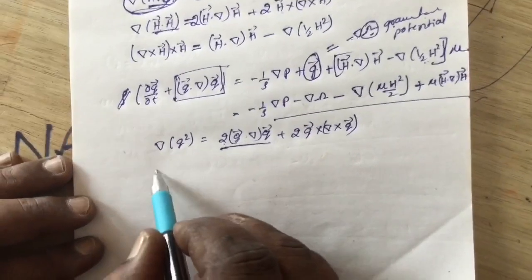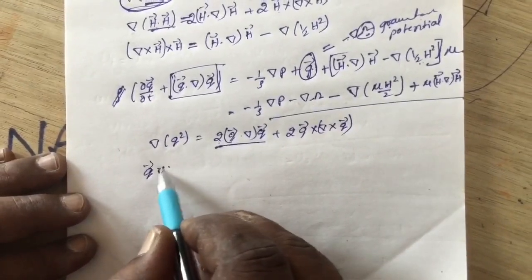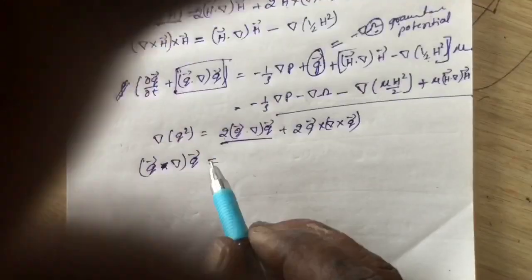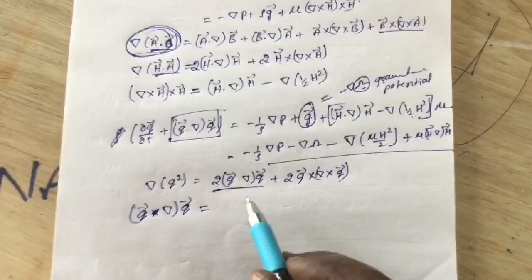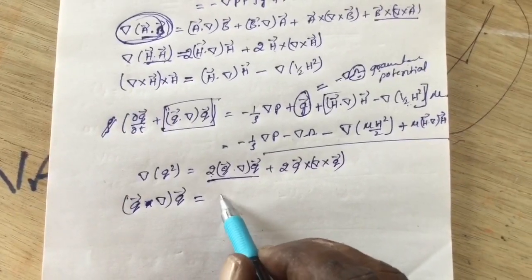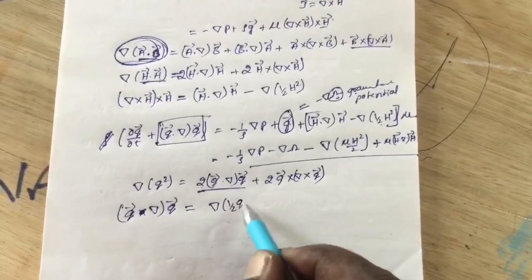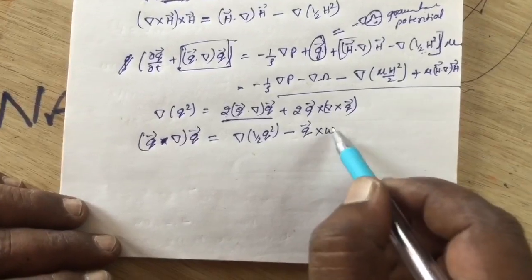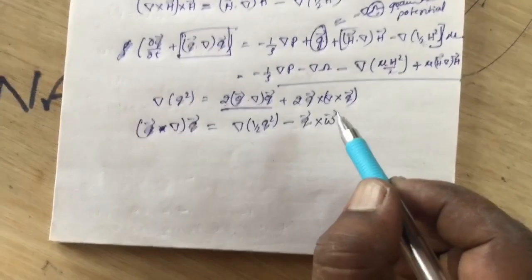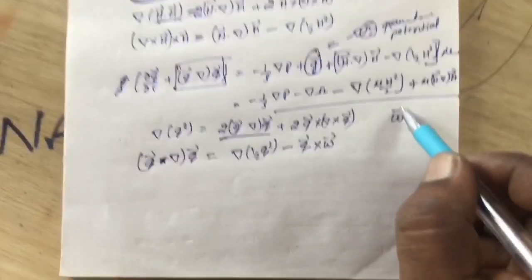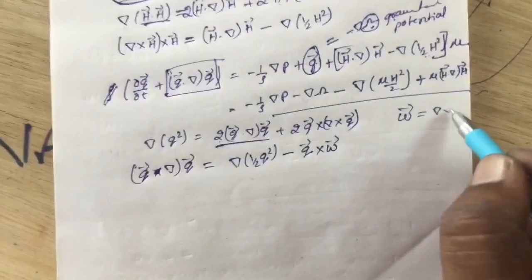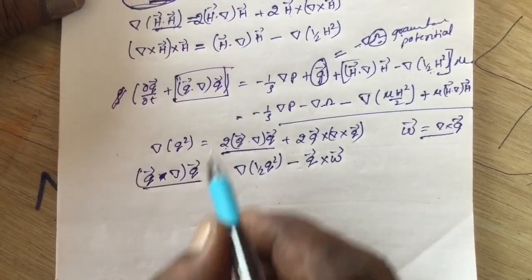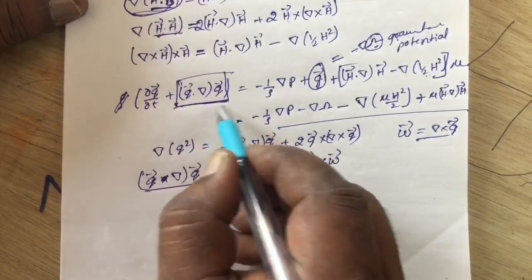and rearranging the terms, you are going to get q dot del of q is equal to gradient of 1 by 2 q square minus q cross omega. I am going to write q cross omega, because you know the vorticity vector omega is written as del cross q. Okay. Now substitute this term in the momentum equation, right?